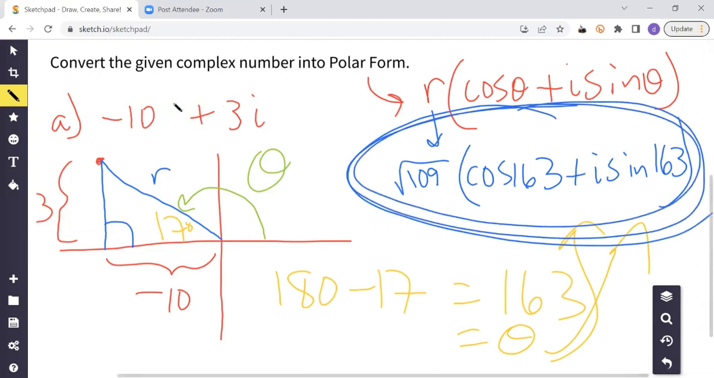We went from complex rectangular into final answer complex polar, where this is r, the hypotenuse, and theta was 163. And as we said, 163 is more than 90, but it's below 180. See that? So it's all perfect. It all works out nicely.